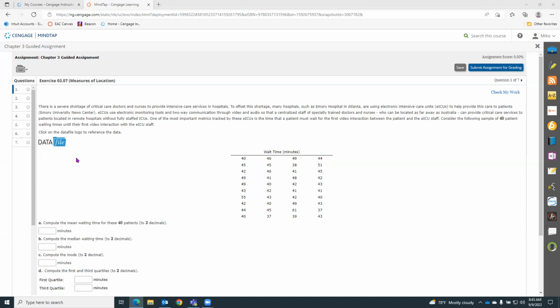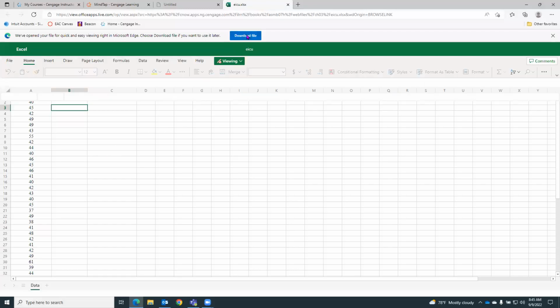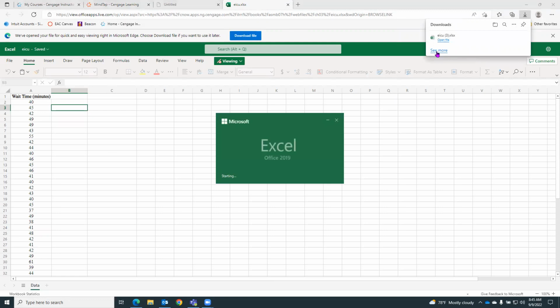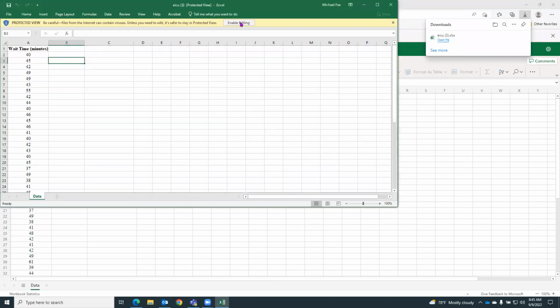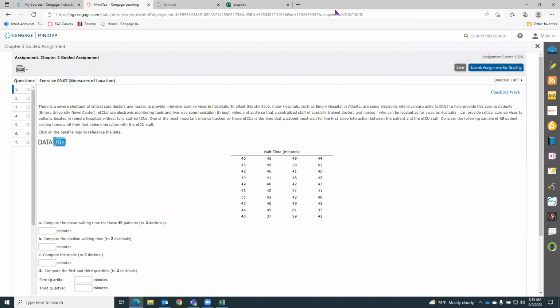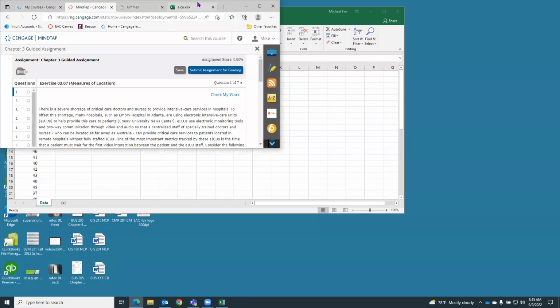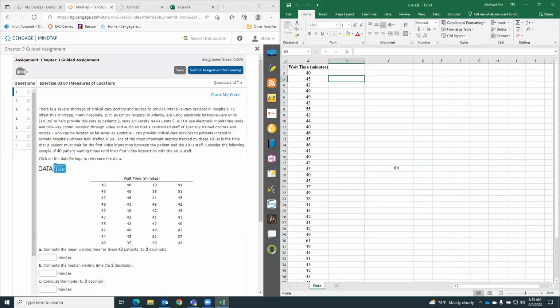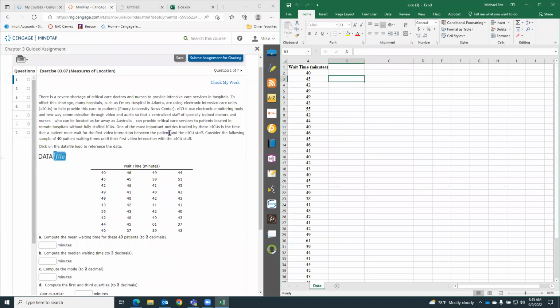So we're going to click on the data file option here and open it up in Excel. And really the desktop version of Excel works way better. It has some functions that the other one doesn't. There we go. So we've got all our data here, the wait times.